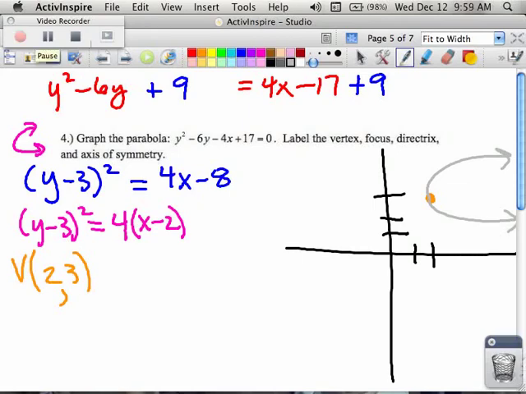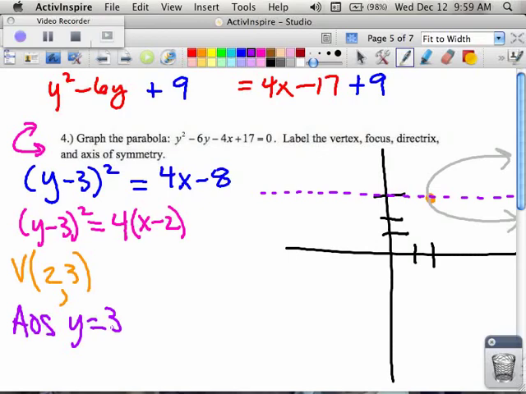Next, I like to find my axis of symmetry. So my axis of symmetry must go through my vertex. It's what you have when you fold the parabola in half. And so this is a horizontal line. That means I'll have a y equals, and all I have to do is look up into the vertex and write down the y number, which is a 3. And that's my axis of symmetry.